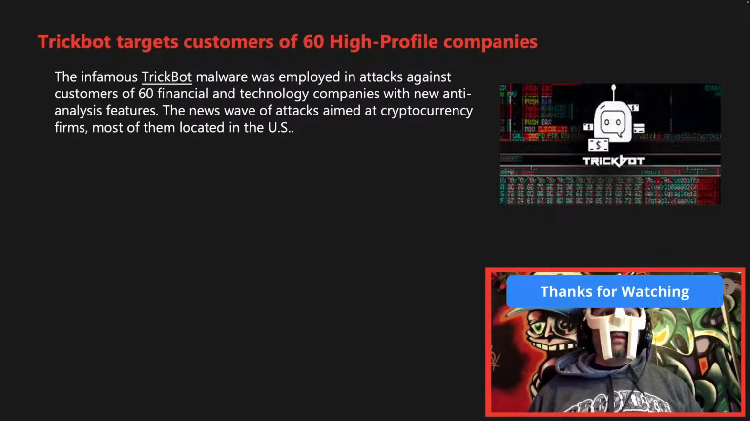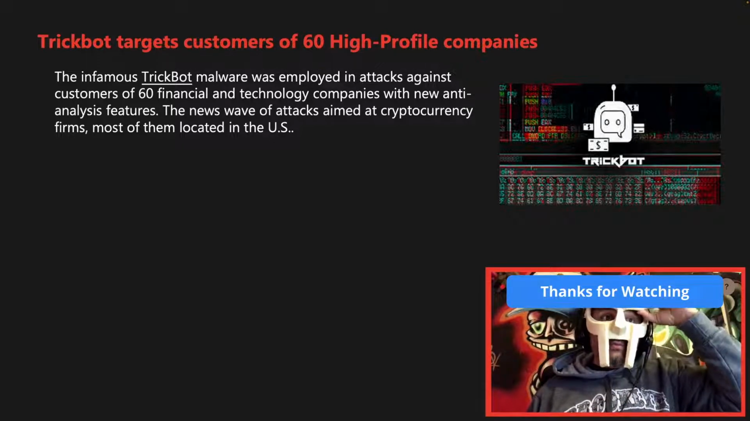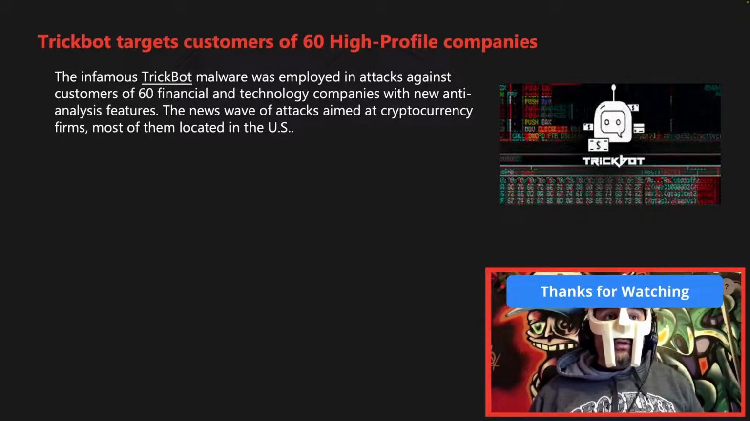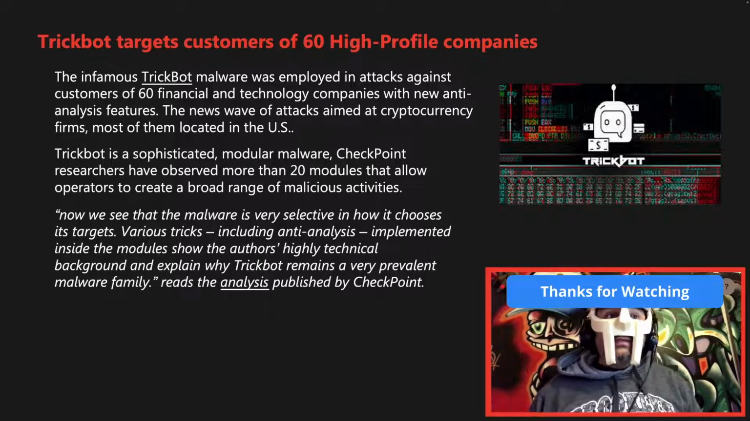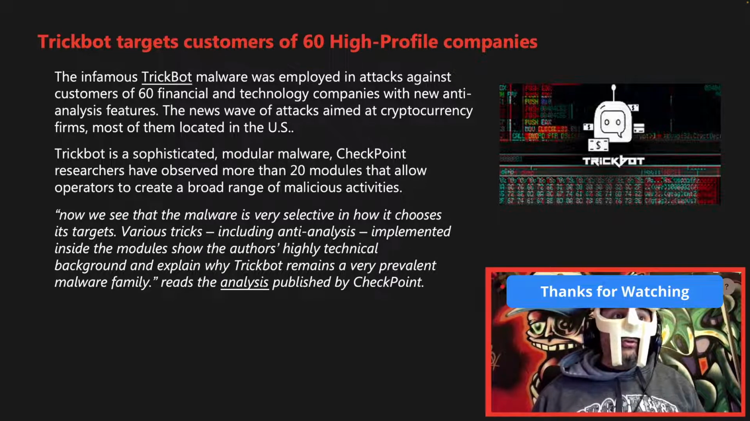The infamous Trickbot malware was employed in attacks against customers of 60 financial and technology companies with new anti-analysis features. The new wave of attacks aimed at cryptocurrency firms, most of them located in the U.S. Trickbot is a sophisticated, modular malware. Checkpoint researchers have observed more than 20 modules that allow operators to create a broad range of malicious activities. Now we see that the malware is very selective in how it chooses its targets.